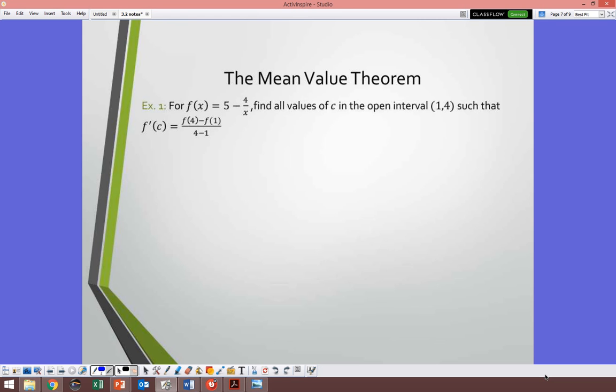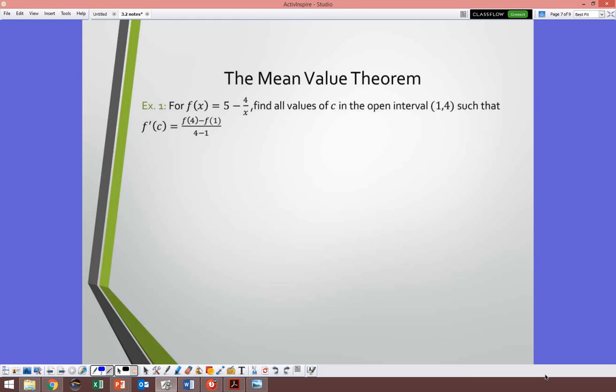Now, let's take a look. For this function, find all values of c in the open interval such that blah, blah, blah. So what does that mean? Find the average, right? Yes. Okay, so it's basically the secant line through there. So what are we going to come up with?